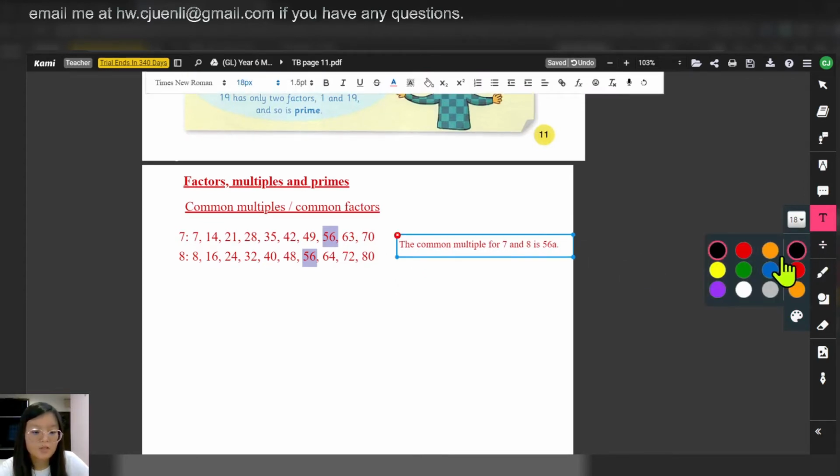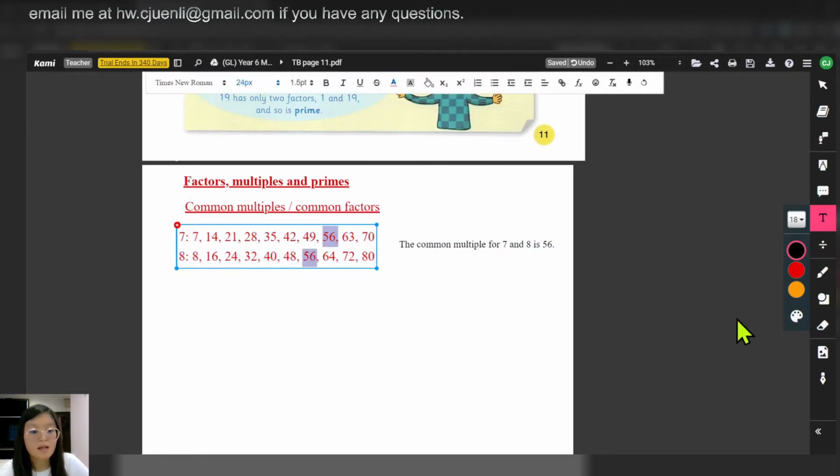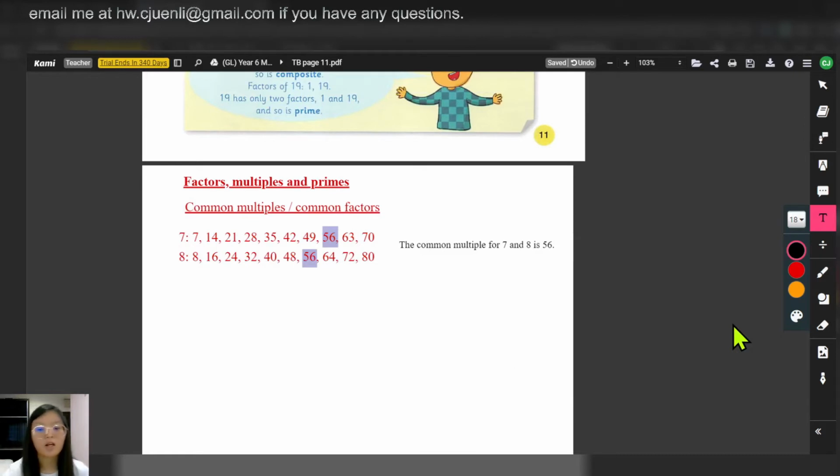This is how you're gonna answer in your book, and also in your exams. Normally, the question says please find the common multiples. You have to list this out yourself. You have to write it out yourself. They're not gonna give you every single thing. They're not gonna spoon feed you, basically, right?